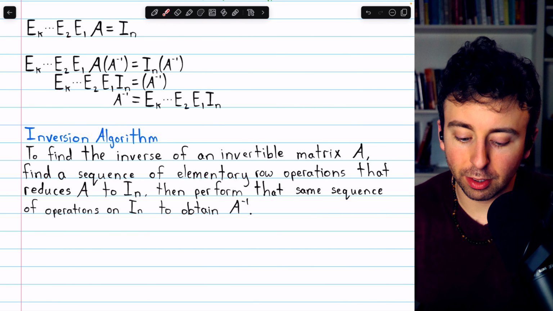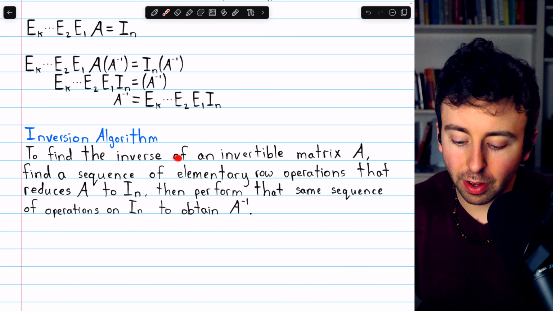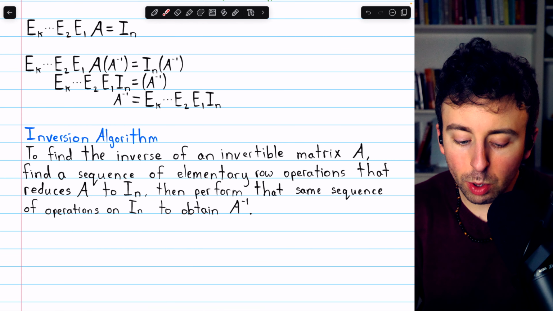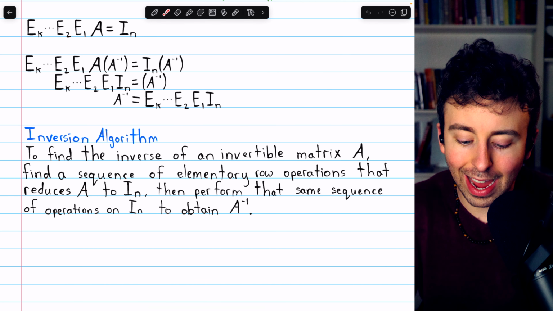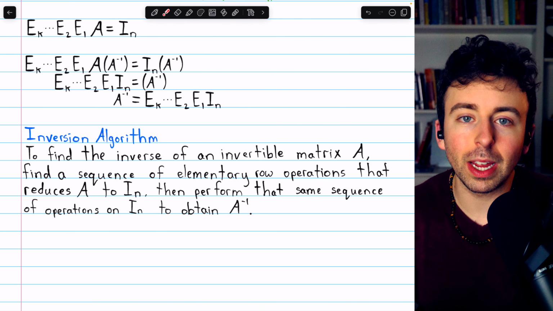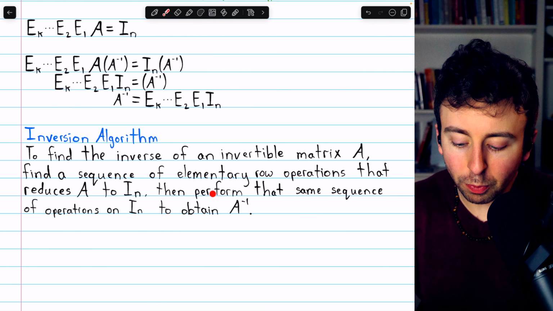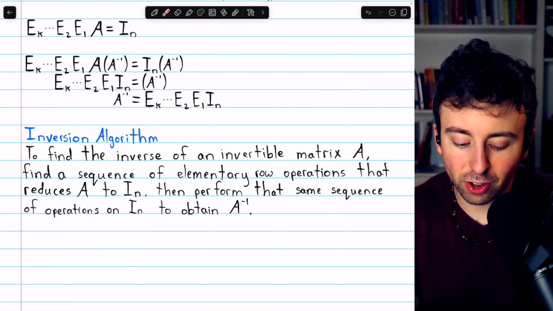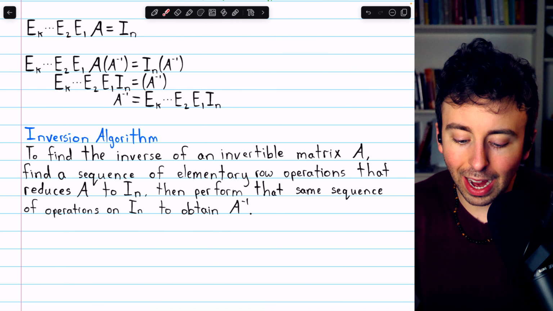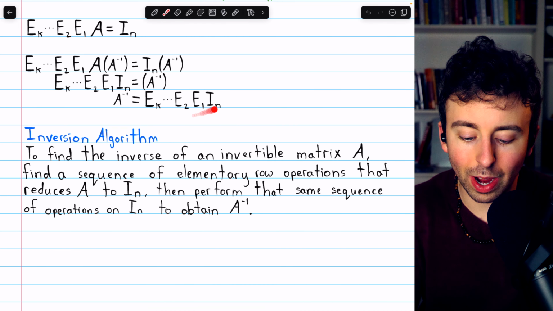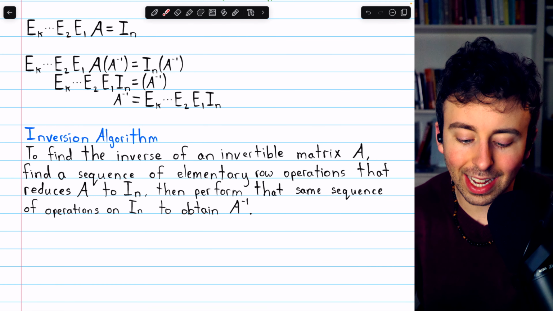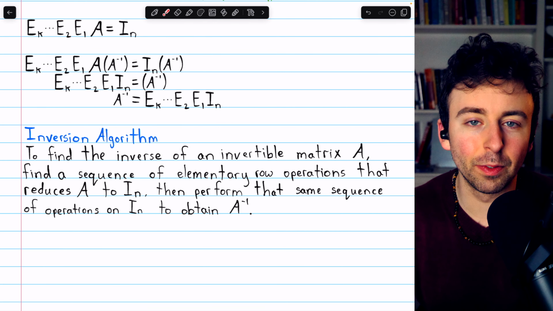Here the algorithm is described. To find the inverse of an invertible matrix A, all we must do is find a sequence of elementary row operations that reduces A to the identity, so just perform Gauss-Jordan elimination, then perform that same sequence of operations on the identity to obtain A inverse. We see that in this equation. Those same operations on the identity will produce A inverse.